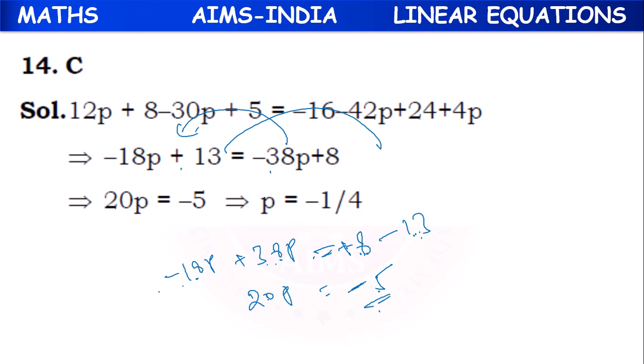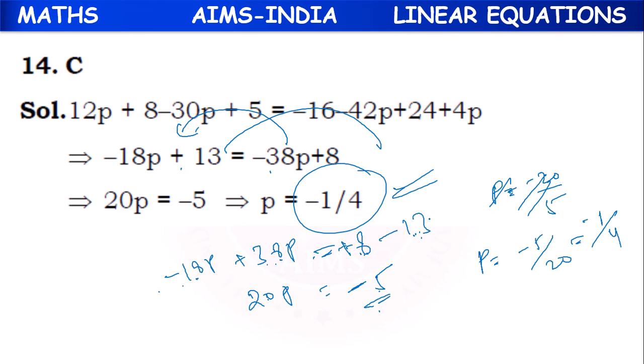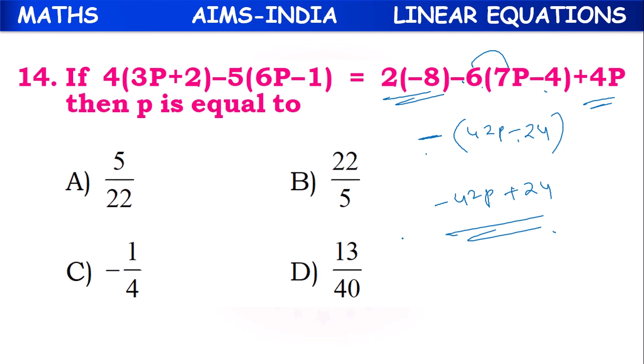20p equal to minus 5, so p equal to minus 5 by 20. 5 1 is 5, 5 4 times 20. So minus 1 by 4 is the answer.